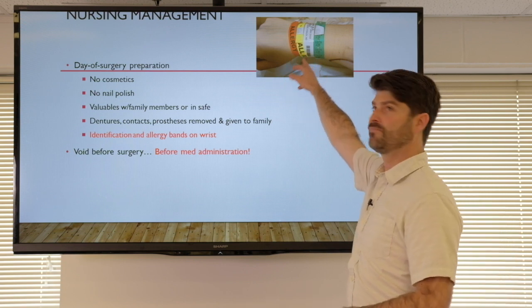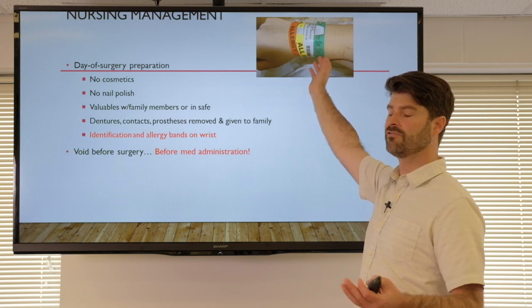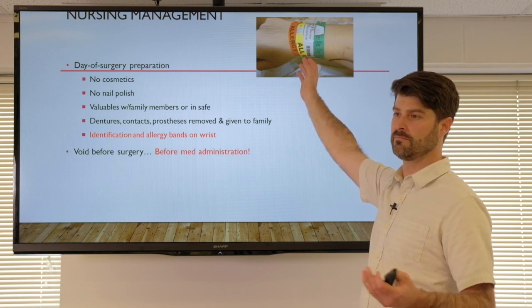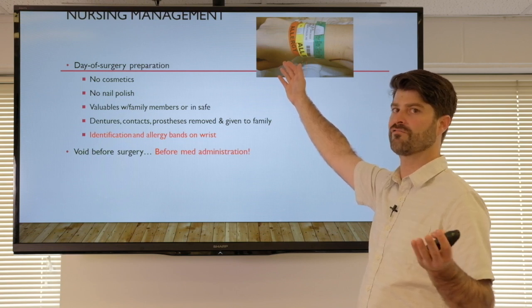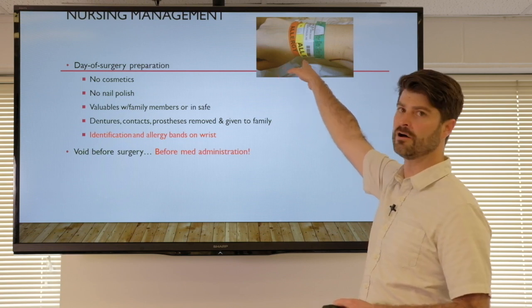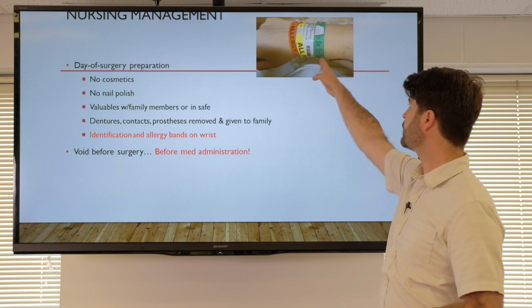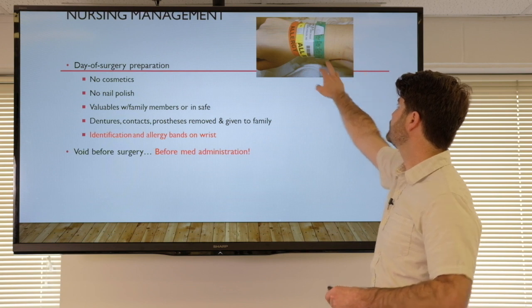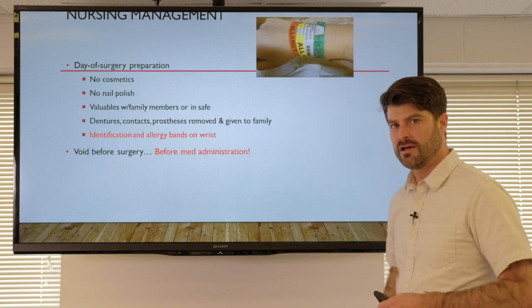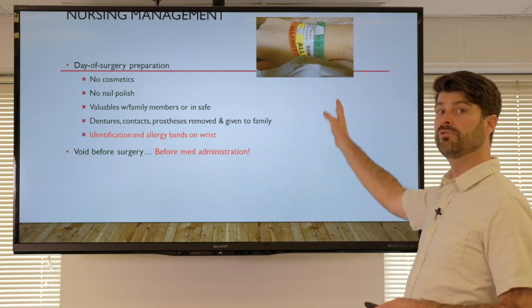The yellow one is our fall risk band. Everybody in the OR is a fall risk because we are going to make them unconscious, and then after surgery, they're going to be like your drunk friend. So they are all a fall risk. Then there's our ID bands, which have name, date of birth, all that kind of good stuff. Then there's this one. They're either blue or green, depending on the facility. These are our blood bands.